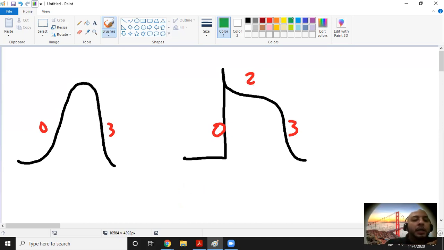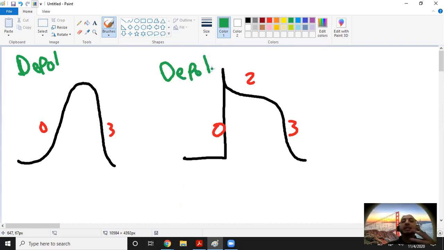So with phase 0, okay, what I want you to always remember is that it represents depolarization. Depolarization. Okay, every time you see the phase 0, you say depolarization. Every time you see the word depolarization, you think phase 0. They go hand in hand.